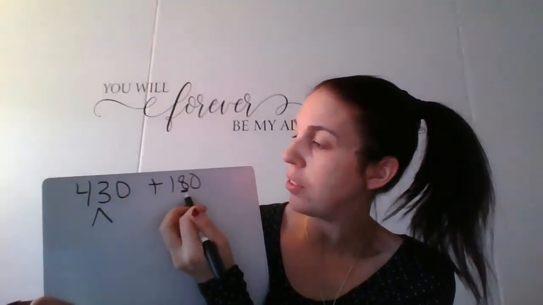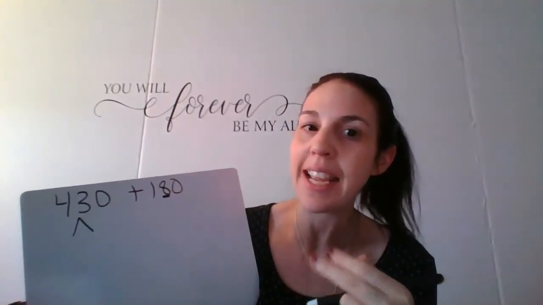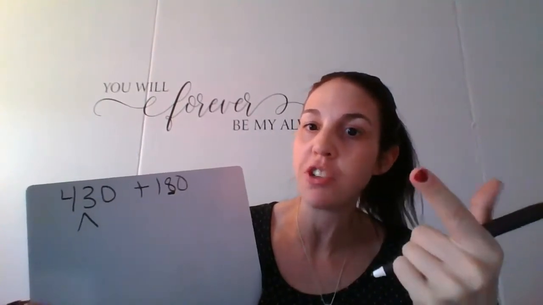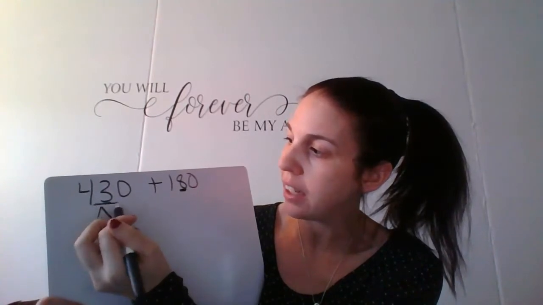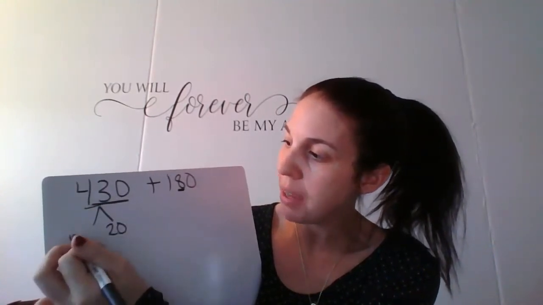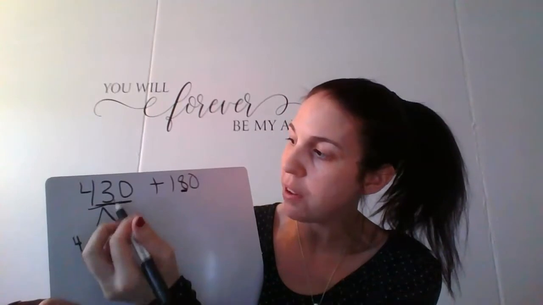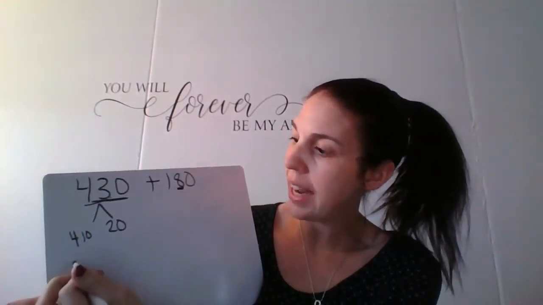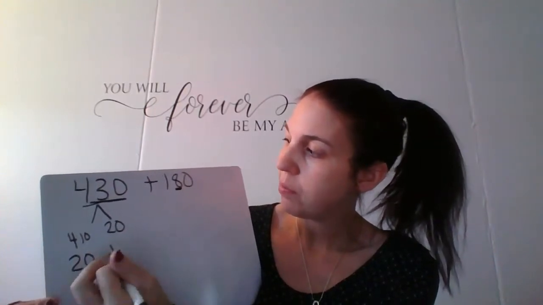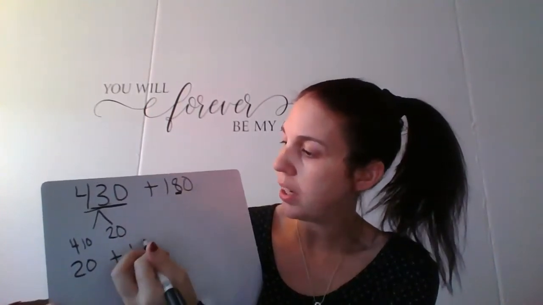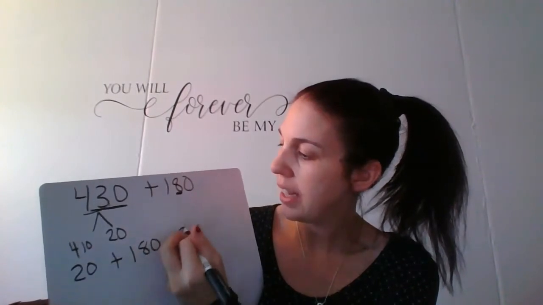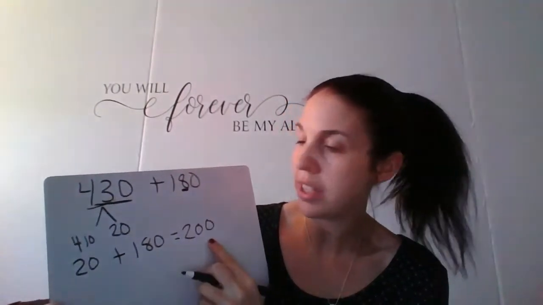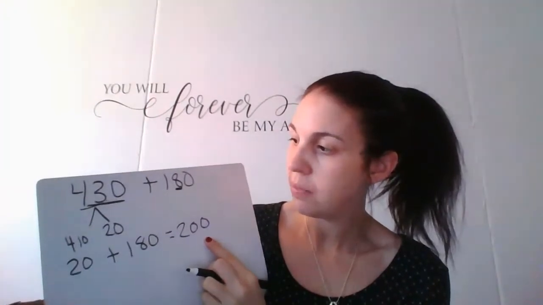So I'm going to pull out, I know 80, and if I had to, I could say 80, 90, 100. That's 20. So I'm going to pull out 20 out of here, and I'm left with still my 400, and if I take 20 from 30, I'm left with 10. So now I'm going to add 20 plus 180 equals 200. Now I'm at the next 100.